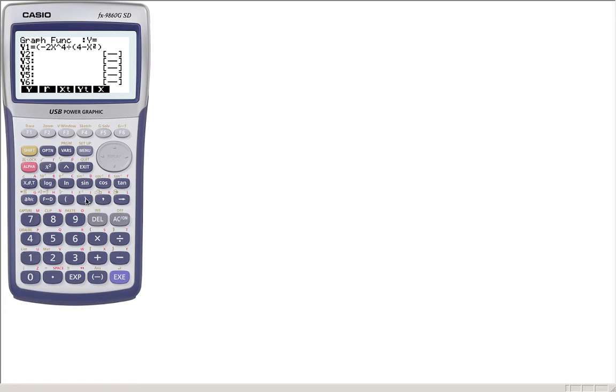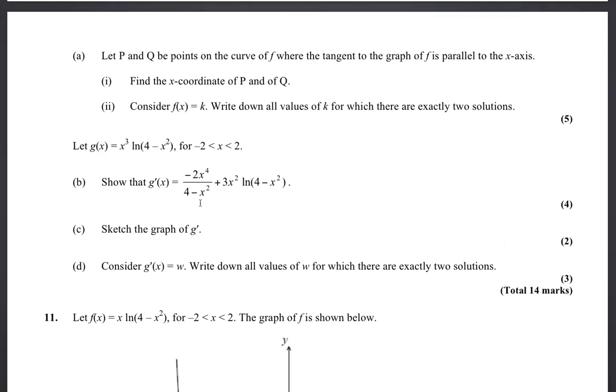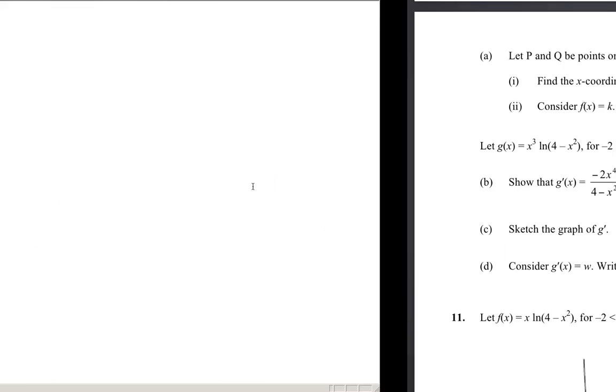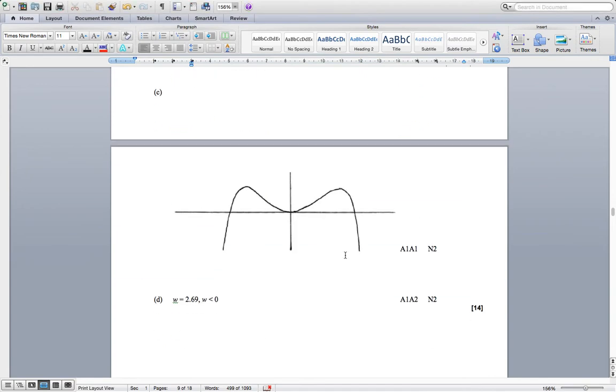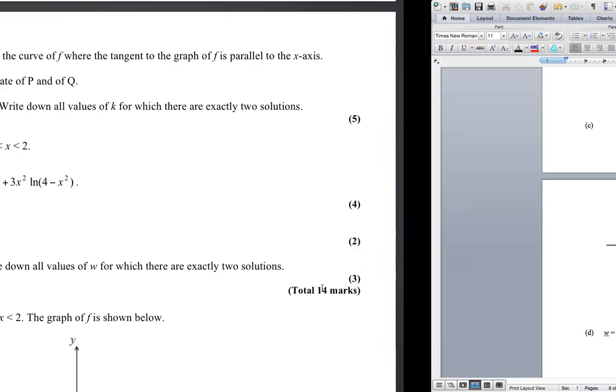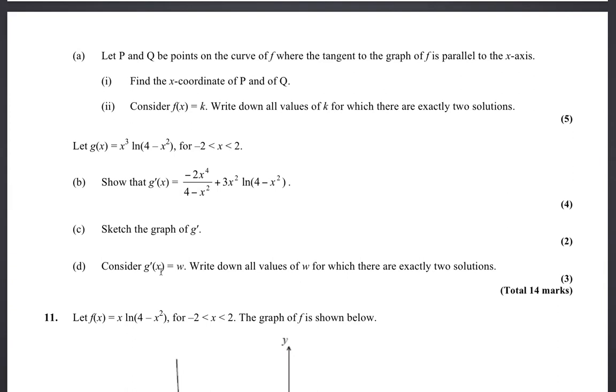Close the bracket and close the bracket, plus 3x squared times ln of 4 minus x squared. So plus 3x squared times ln of 4 minus x squared. Okay, so this is the graph of g dash. Let me cross check whether it is right. Yeah, that is correct. Now here, consider g dash of x equal to w.